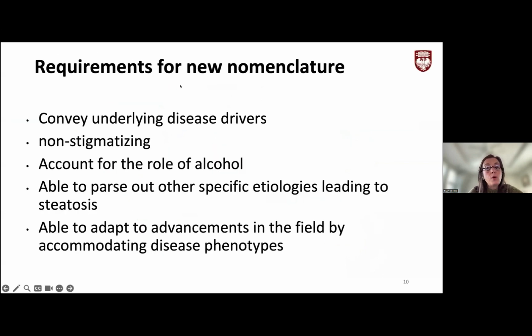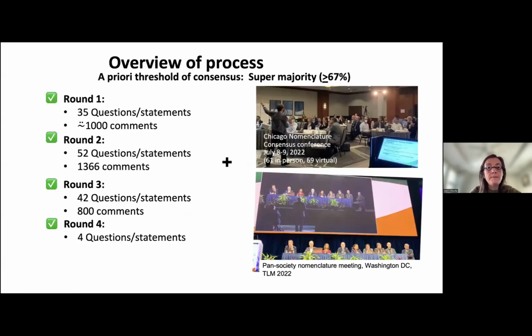We set forth the requirements for new nomenclature, and this is based really on the first survey round: that it convey the underlying driver of the disease, that it be non-stigmatizing, that it account for the role of alcohol use, and that it enable the ability to parse out other specific etiologies leading to steatosis, because of course there are many things that can lead to hepatic steatosis. And then importantly, to be able to adapt to advancements in the field by accommodating disease phenotypes. And this is, again, going to become very, very pertinent in the years to come as we learn more and more and start to be able to phenotype disease.